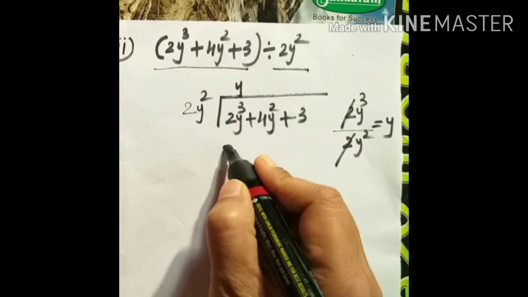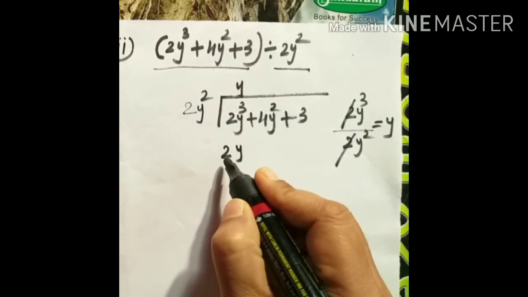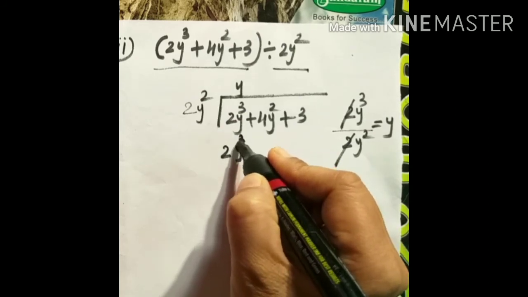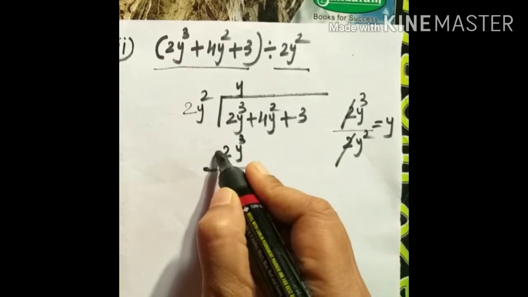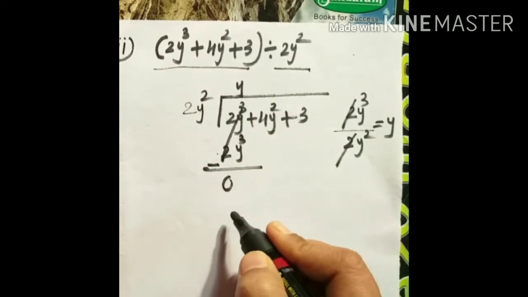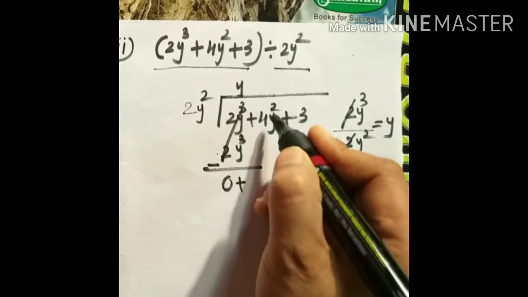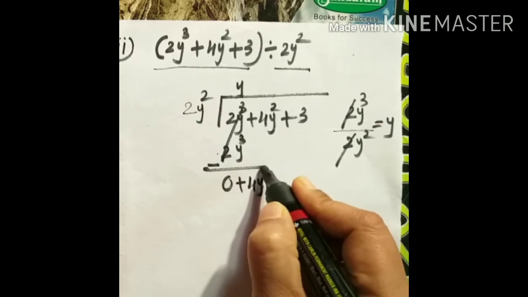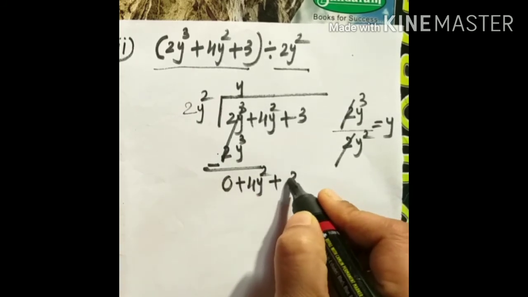And here the same term. What is the term, children? 2y³. Here plus is there, so we take minus. Plus and minus get cancelled, 0. Now, children, take down 4y² + 3.